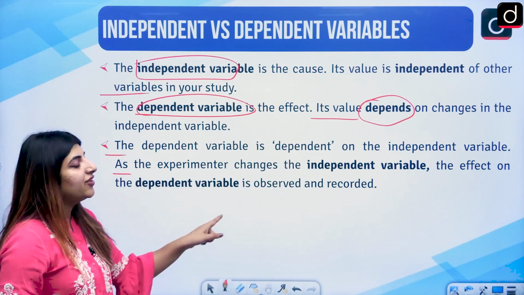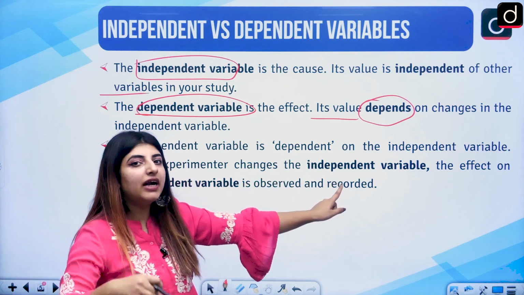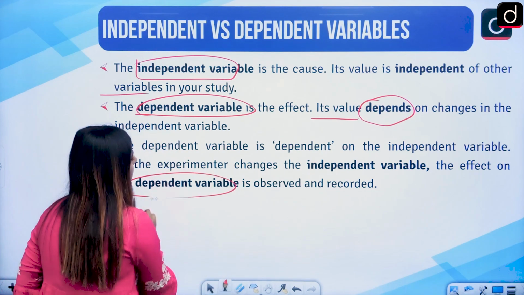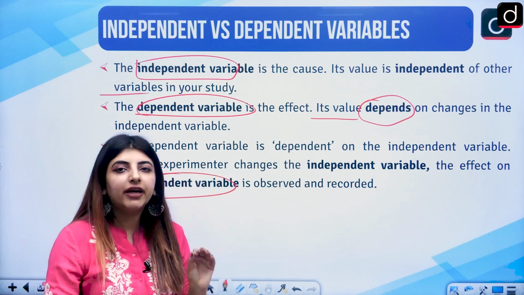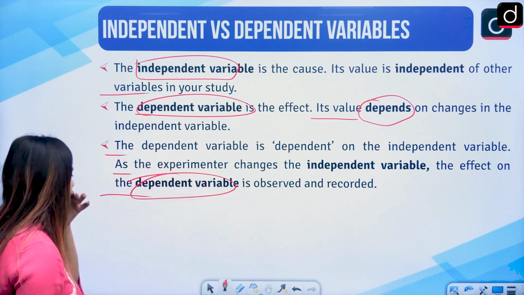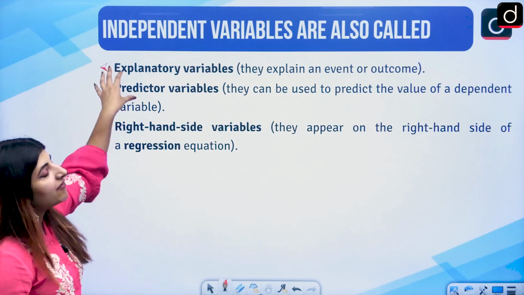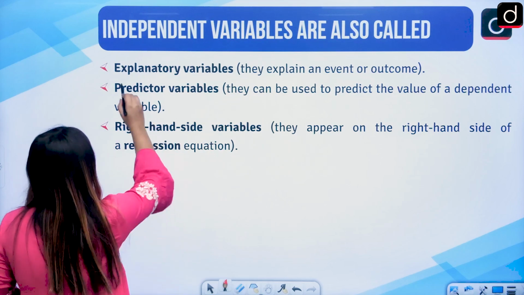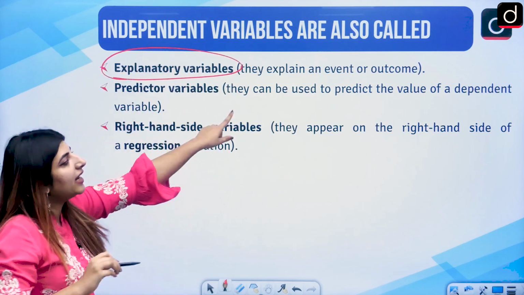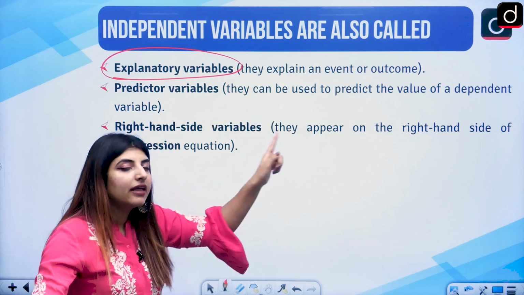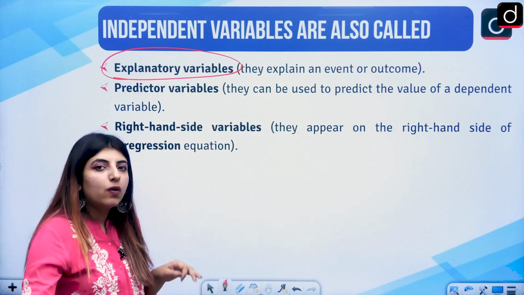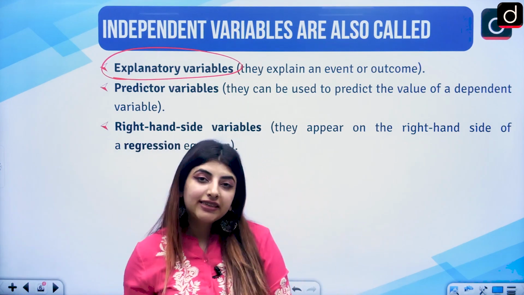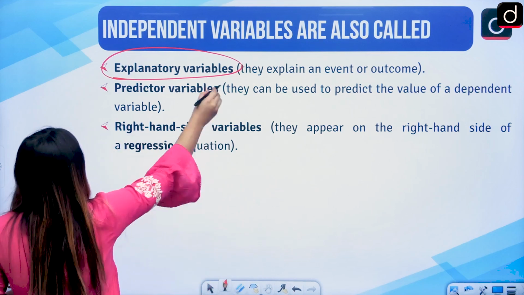So the effect, that is the height, is dependent on how you are drinking Complan. As the experimenter changes the independent variable, like we told you that we are going to see the changes of Complan, the effect on the dependent variable is observed and recorded in the research part. Then we have independent variables, which are also known as explanatory variables, because they are explaining why the outcome is there. Why, if I change my diet, how is it affecting my skin? That is why they are explaining.